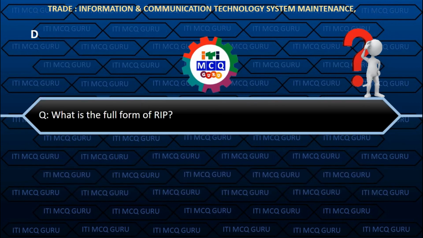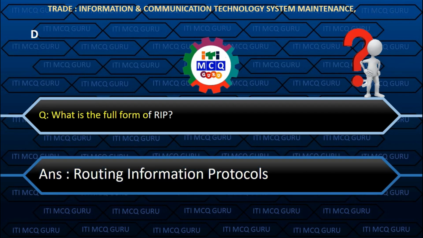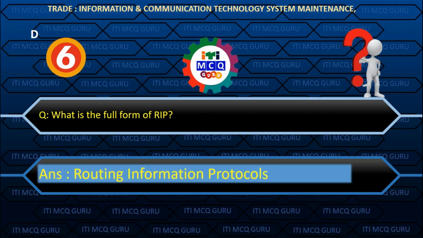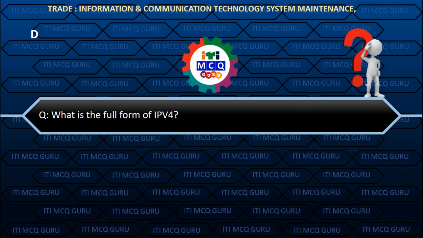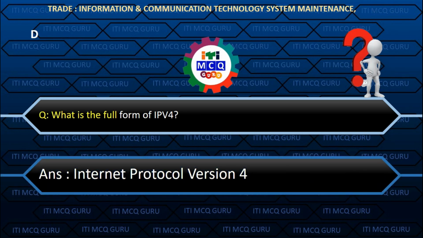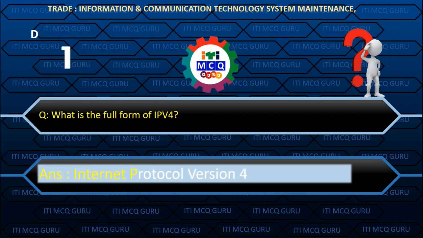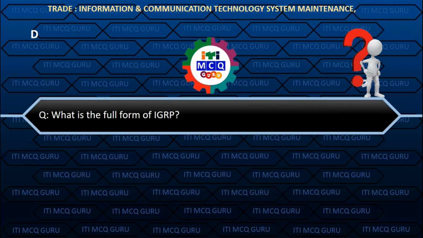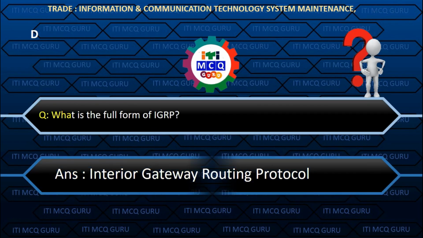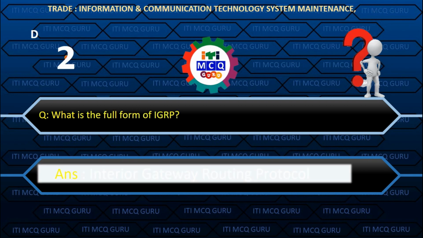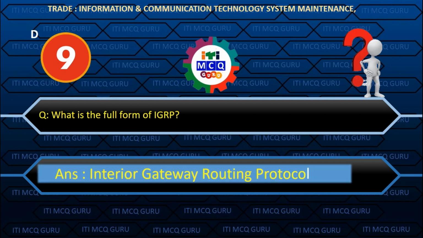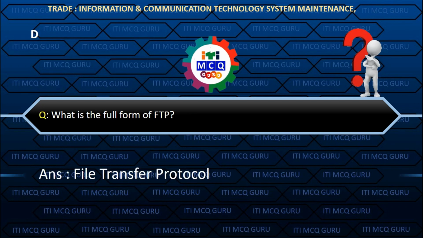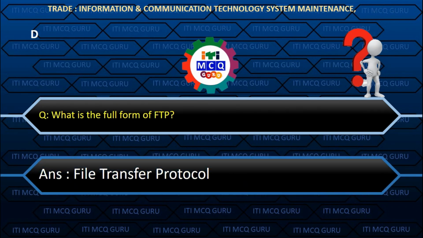What is the full form of RIP? Answer is Routing Information Protocols. What is the full form of IPv4? Answer is Internet Protocol version 4. What is the full form of IGRP? Answer is Interior Gateway Routing Protocol. What is the full form of FTP? Answer is File Transfer Protocol.